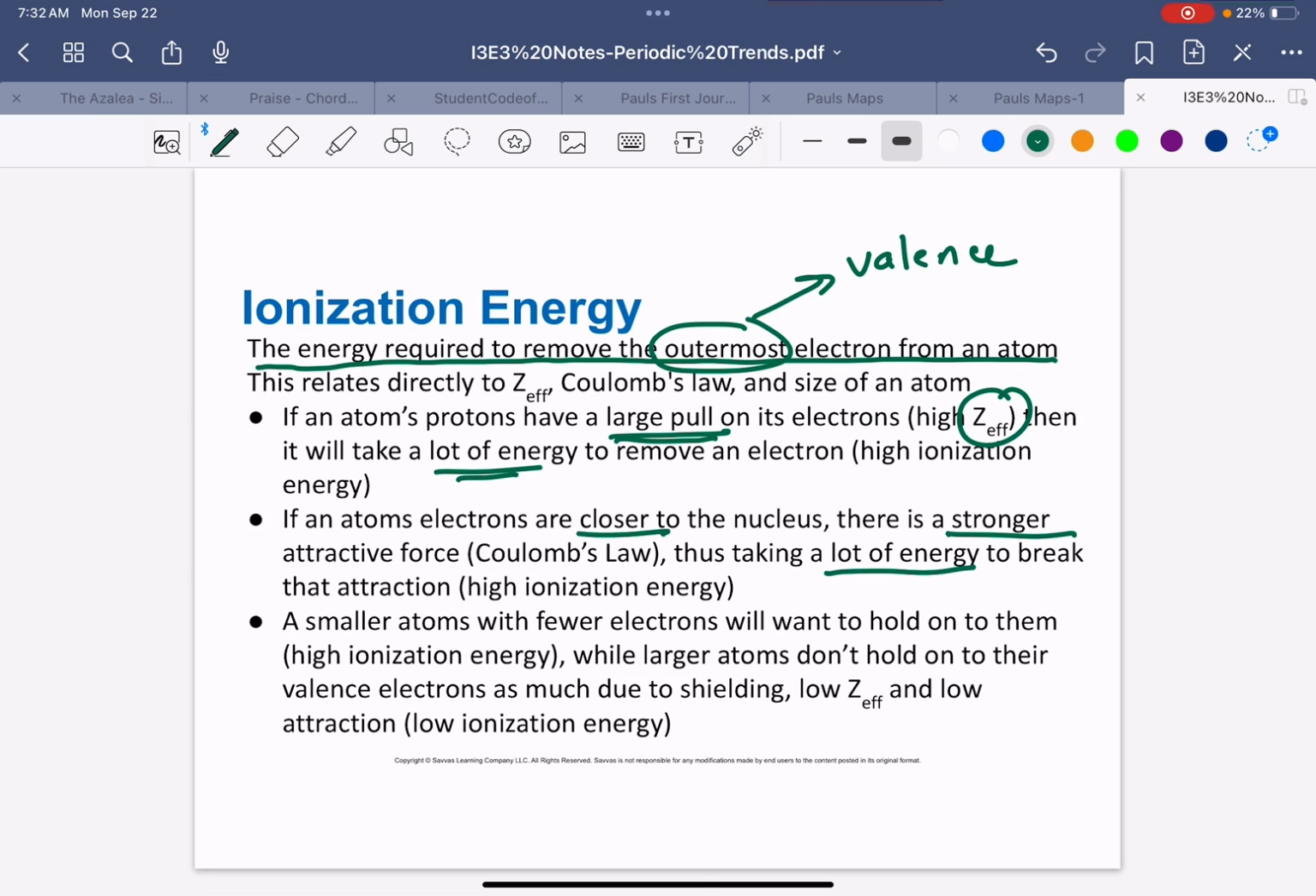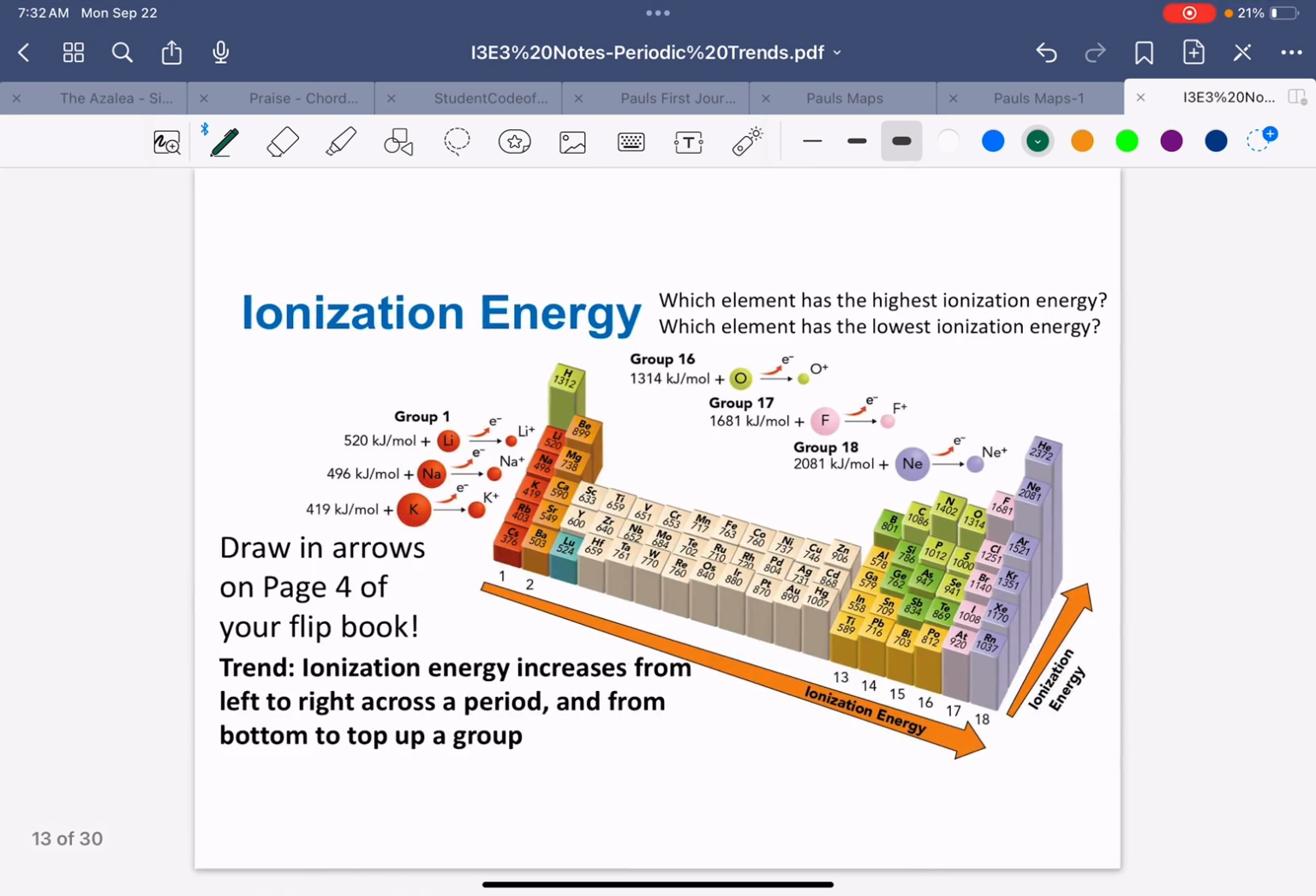Here's the pattern: smaller atoms with fewer electrons will want to hold on to them and have a high energy for ionization. Larger atoms do not want to hold on to their valence electrons, and so there's lots of shielding from core electrons, and we have a low attraction, which means a low ionization energy. So that's a lot of explanation. Let's look at the periodic table. If we're graphing these energies, you'll see that clearly we have a low energy on the left side and a very high energy on the top right.